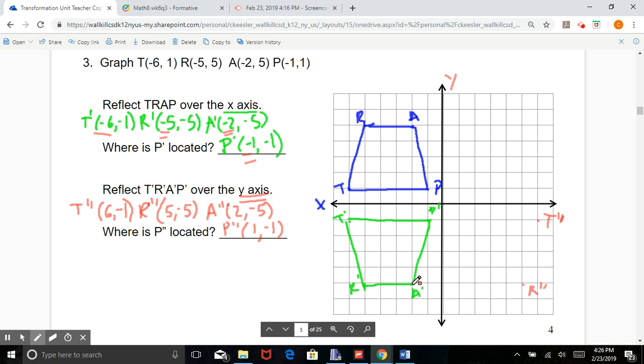A is here, so now, as it is 2 units away from the y-axis, we're going to go 2 units away from the y-axis on the opposite side. And then our P is 1 unit away from the y-axis, so we're going to go 1 unit away from the y-axis on the opposite side.